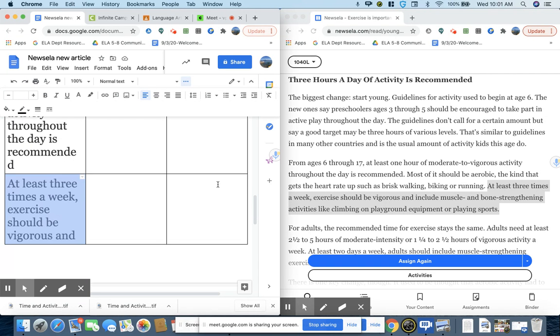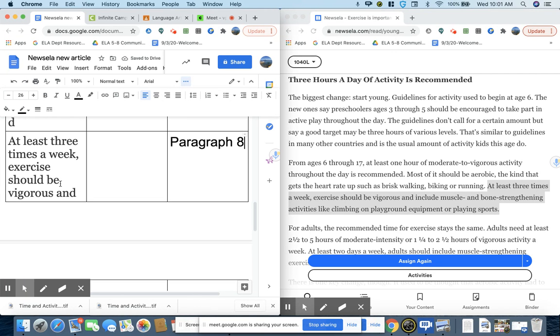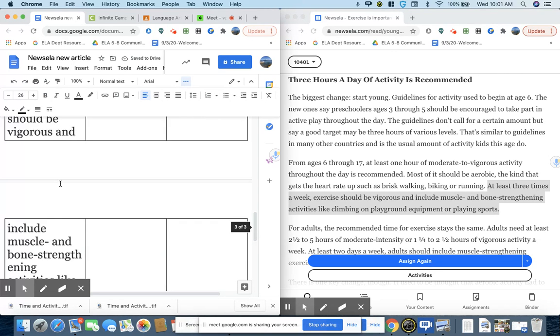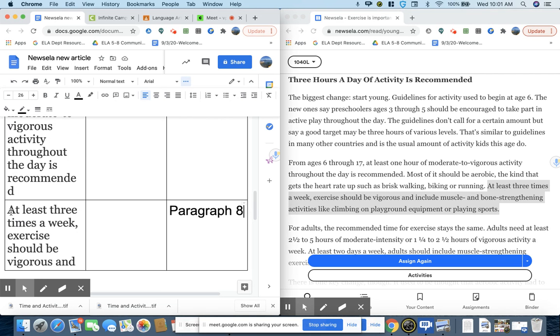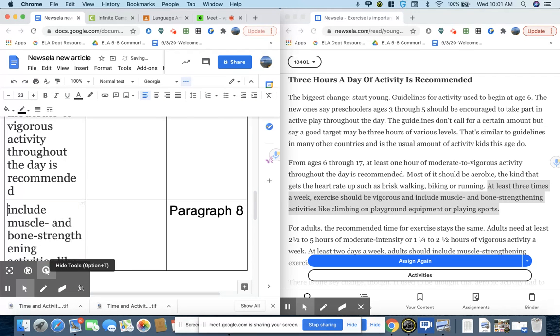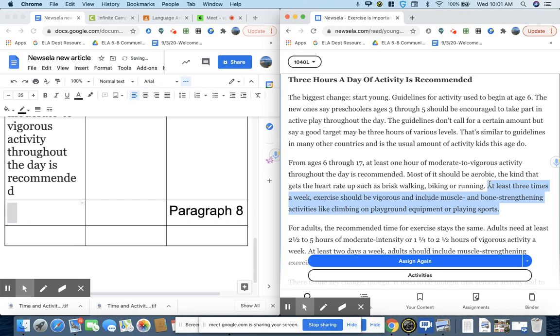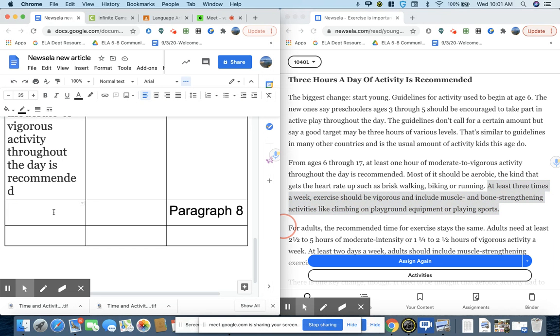All right, so this same paragraph says at least 3 times a week, exercise should be vigorous. Actually, did I just copy and paste the same thing again? Yeah, I did. Hold on. I got to copy it right, but it's not the right one. It's this one. There we go.